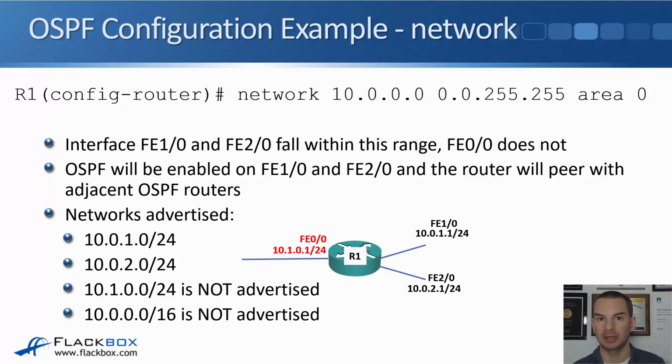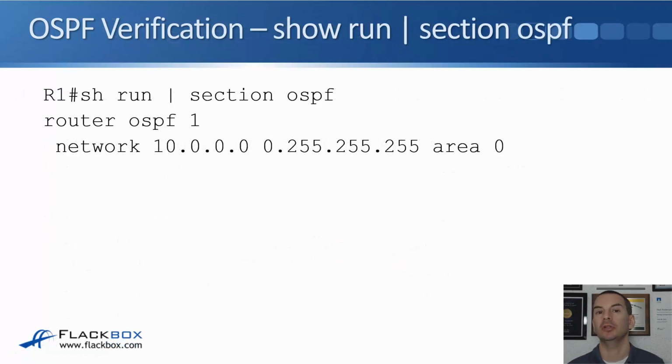The networks that will be advertised are 10.0.1.0/24, because that's the IP address, the subnet configured on the interface, and 10.0.2.0/24. We do not advertise 10.0.0.0/16, which is what we configured in the network statement. The network statement does not say advertise this subnet. The network statement says look for interfaces which fall within this range, enable OSPF on the interfaces, and then advertise the subnet that is configured on that interface.